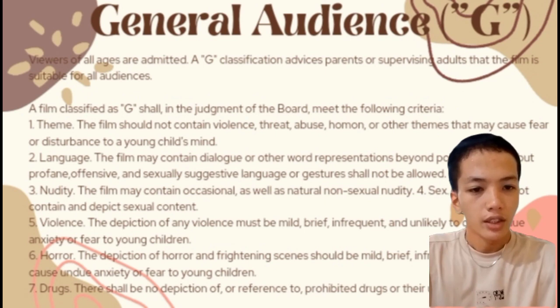General audience. Viewers of all ages are admitted. A G classification advises parents or supervising adults that the film is suitable for all audiences. A film classified as G shall, in the judgment of the board, meet the following criteria. 1. Theme. The film should not contain violence, threat, abuse, horror, or other themes that may cause fear or disturbance to a young child's mind.